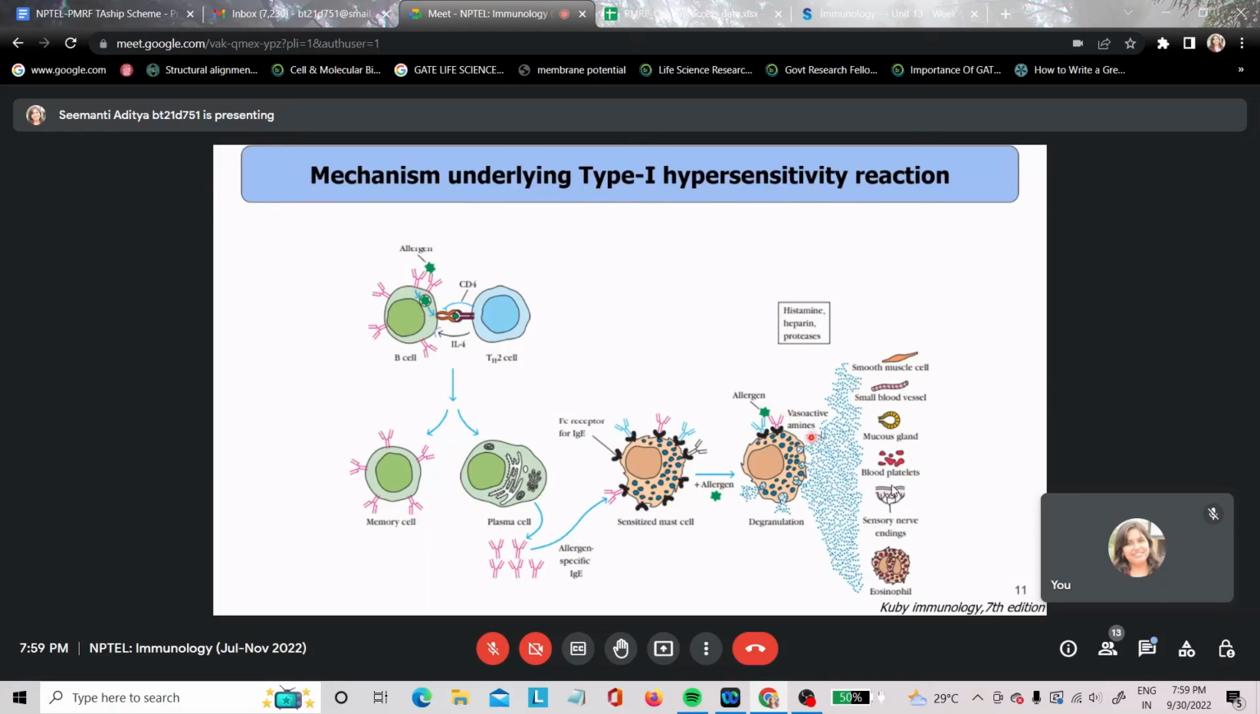So these are vasoactive amines which are released, and they can act on smooth muscle cells, small blood vessels, mucus glands, and blood. All of these vasoactive amines can act on different kinds of cells and carry out different functions like pain, proliferation, or cell death, etc.